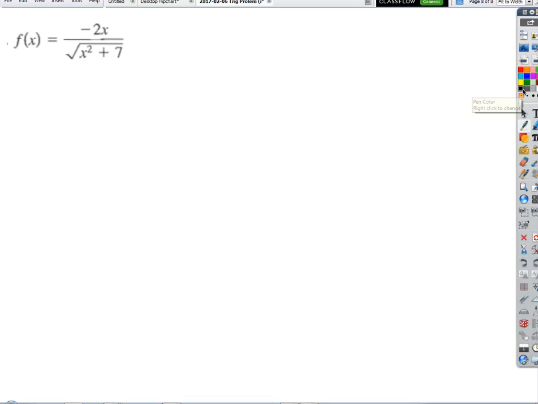Okay, so how are we going to rewrite this? We could make the bottom a 1/2 power, right? Or we could write it as a product if we want to. Let's do something different, and let's write this as negative 2x times the quantity x squared plus 7 to the minus 1/2. So what's our domain? All reals. All reals is correct. So let's do our derivative then.